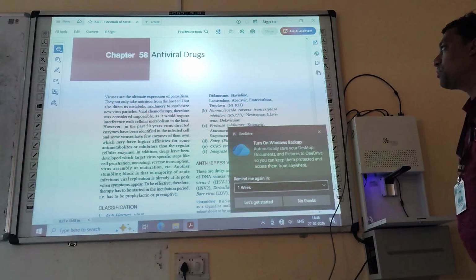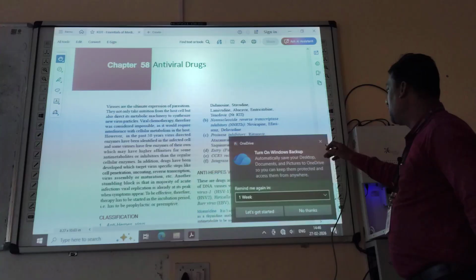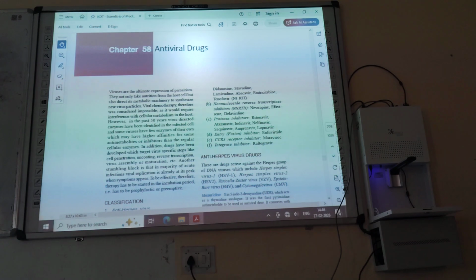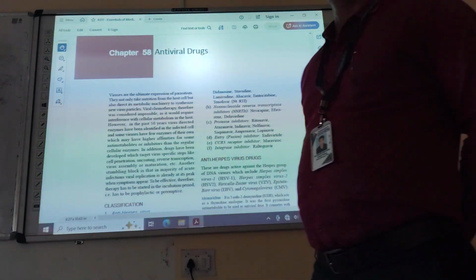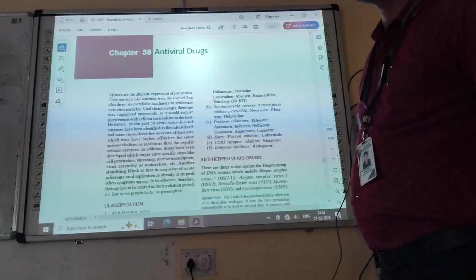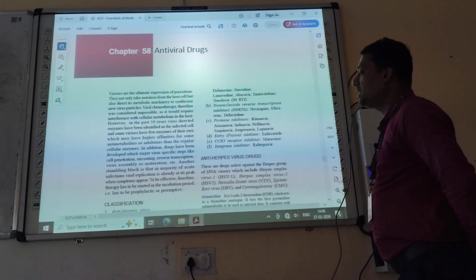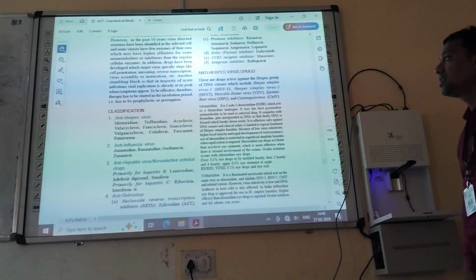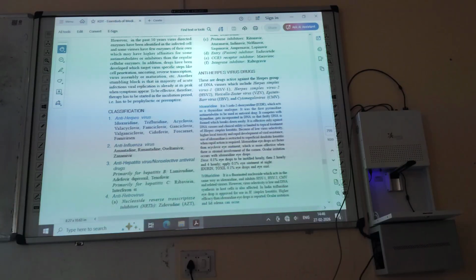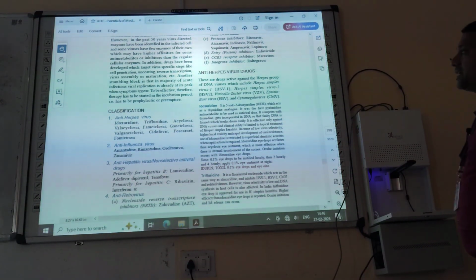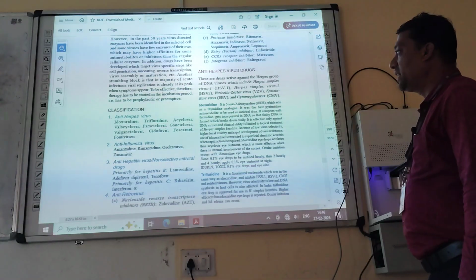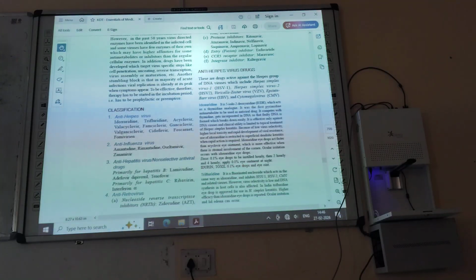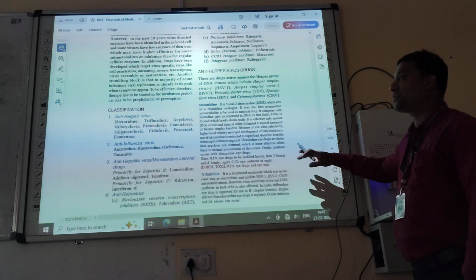Viral chemotherapy therefore was considered impossible. Previously, for the treatment of AIDS virus, it was impossible. But nowadays, it can be possible. Then we discuss the different classification of antiviral drugs. The first one is anti-herpes virus. The examples are idoxuridine, trifluridine, acyclovir.